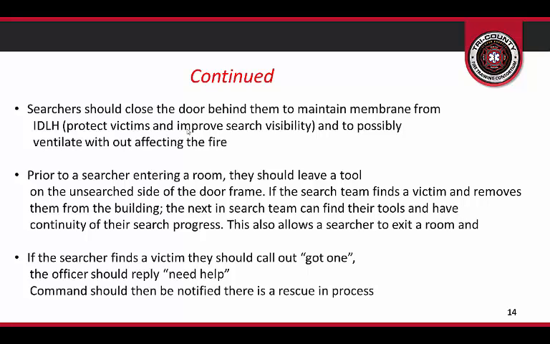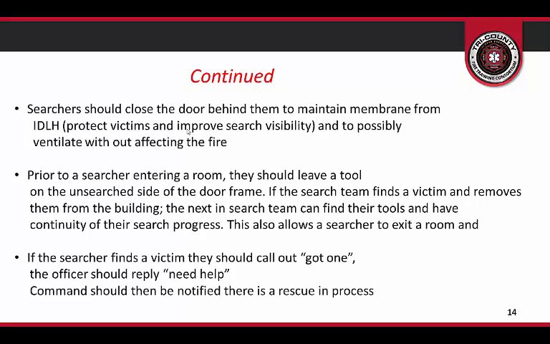If the searcher finds a victim, they should call out, "Got one." The officer should reply, "Need help," and then command should be notified. Some people might think this is getting into the weeds, but the reason is important. If I'm the oriented person and my searcher is yelling and I can't hear what he's saying because we're in a fire, I am going to assume it's a rescue.